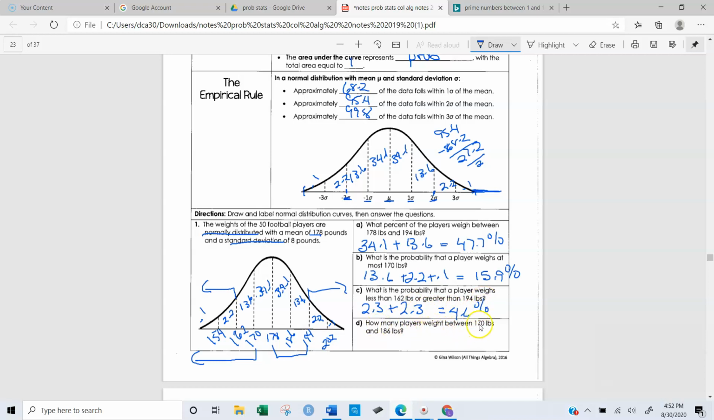How many players weigh between 170 and 186? Okay, now this is a trick question. I want to know what's here. It is not asking for the 34.1%. It said how many players. So that means I have to take my total football players, which was 50 from up here, and multiply it by your 0.341, and you're going to get 34 players. Remember, you cannot have a partial player. So do not write down 34 point something.